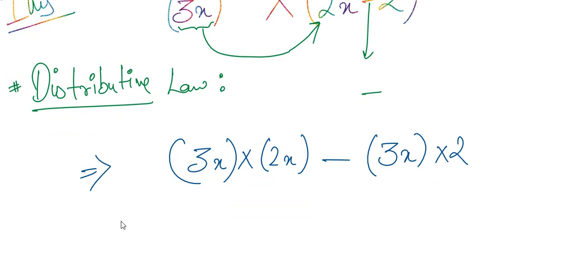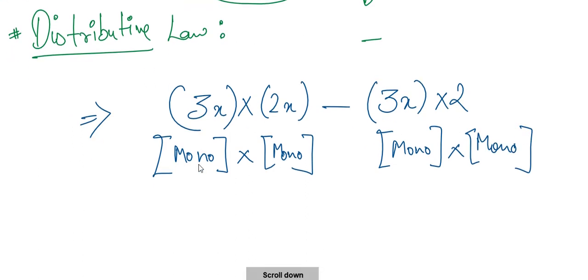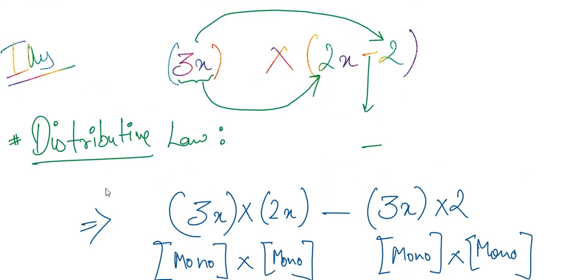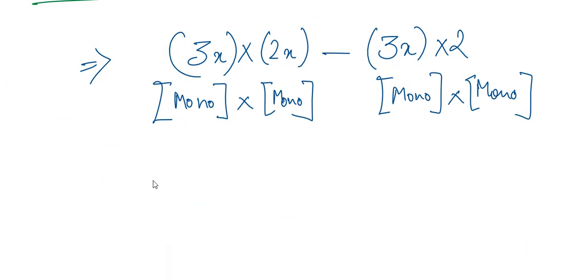Now your expression becomes what? Now your expression has become monomial cross monomial. Seems clear? These are just monomials, 2x and 3x, and here also monomial cross monomial. So you used the distributive law to break monomial cross binomial into monomial cross monomial terms. And monomial cross monomial you are very comfortable with. You have just solved a few illustrations. So you would be just multiplying numbers with numbers and variables with variables.